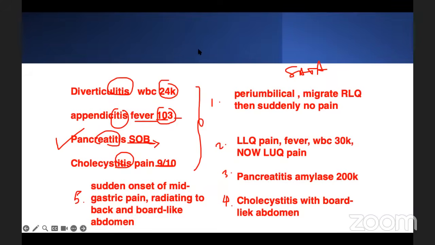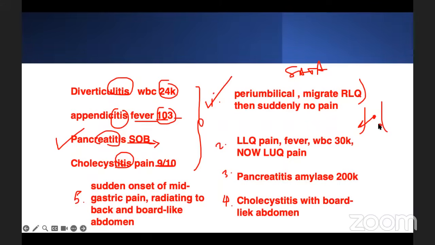So, like I told you from the beginning, it's all location and what I don't expect to see, my B-sharp moment. Periumbilical pain, it migrates to the right lower quadrant and suddenly no pain. What is this? Draw your diagram. I started from here, I go to right lower quadrant. Now I don't have pain. What is in the right lower quadrant? Your appendix. He has appendicitis and no pain. He has developed an abscess. This is the patient you should see.